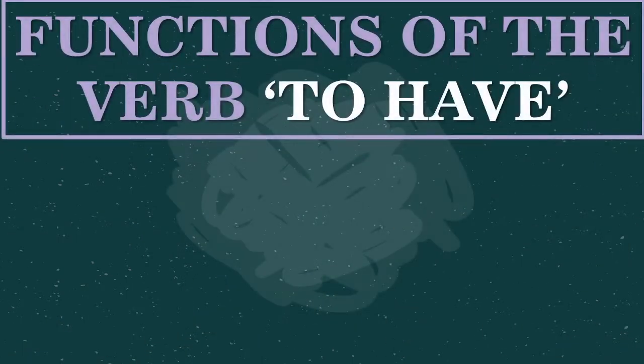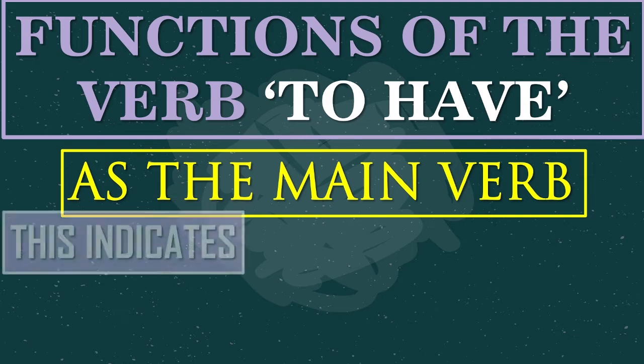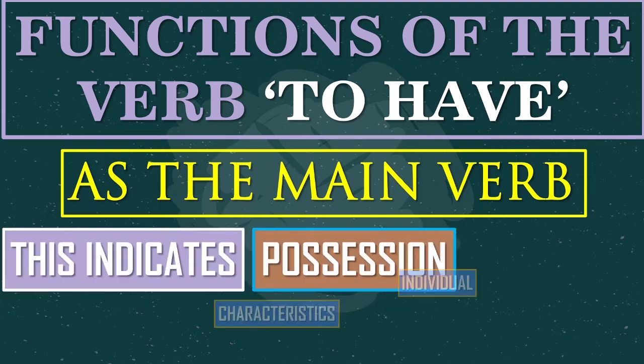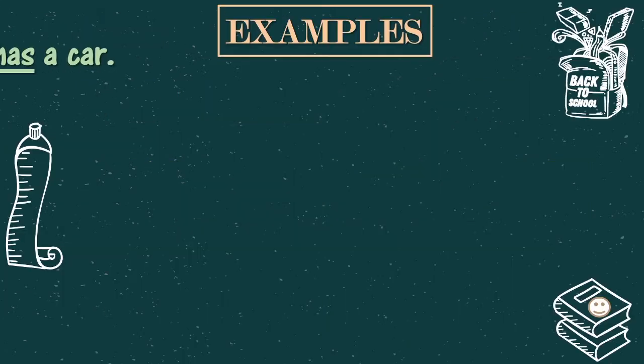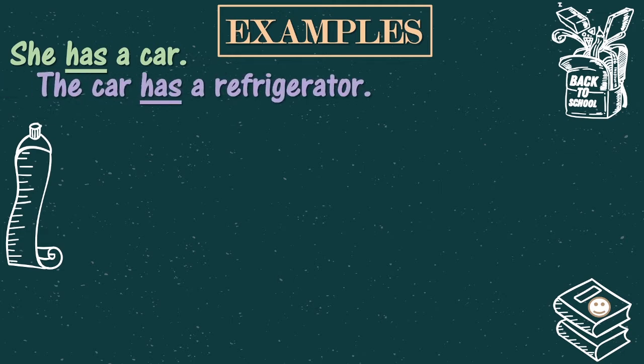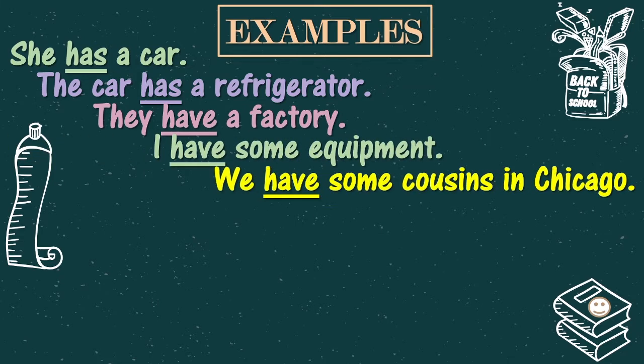Let's look at the various functions of the verb have. This verb have can function as the main verb. Even though here we are treating it as a non-modal auxiliary verb, it can, however, function as the main verb in a sentence. When it does, it indicates possession, individual characteristics, or relationships. Let's see some examples. She has a car. The car has a refrigerator. They have a factory. I have some equipment. We have some cousins in Chicago.